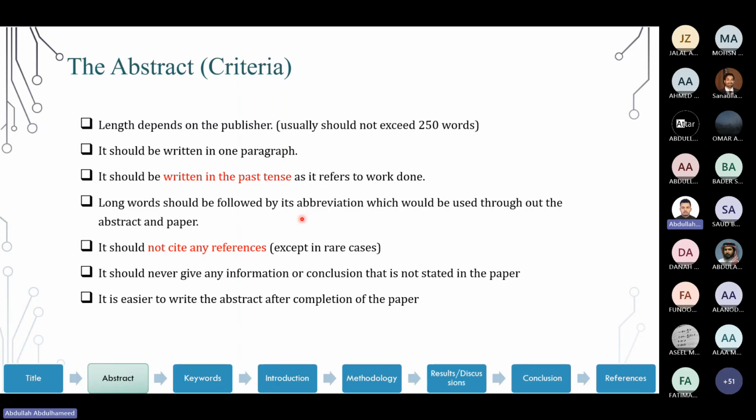Another point here: it should be written in one paragraph. And this is also very important. Do not make your abstract two paragraphs or three. Make it only a single paragraph. Another thing is it should be written in the past tense. This is also not true all the time, because it also depends on the publisher. Some publishers request you to write it in the present tense.